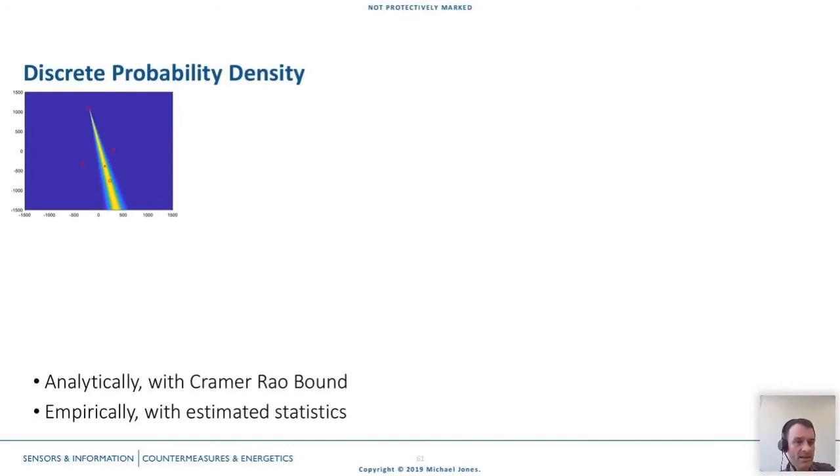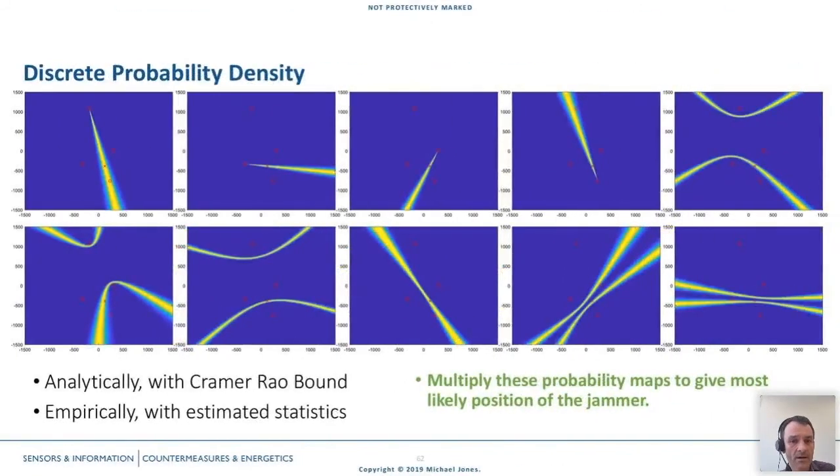And if you viewed that in 3 dimensions, what you're getting is a sort of ridge of probability, a Gaussian distribution. And you can do that analytically with something called the Cramér-Rao bound, or you can do it empirically with estimated statistics. And we can do that with each of our measurements. So let's just do that now and look at all those.